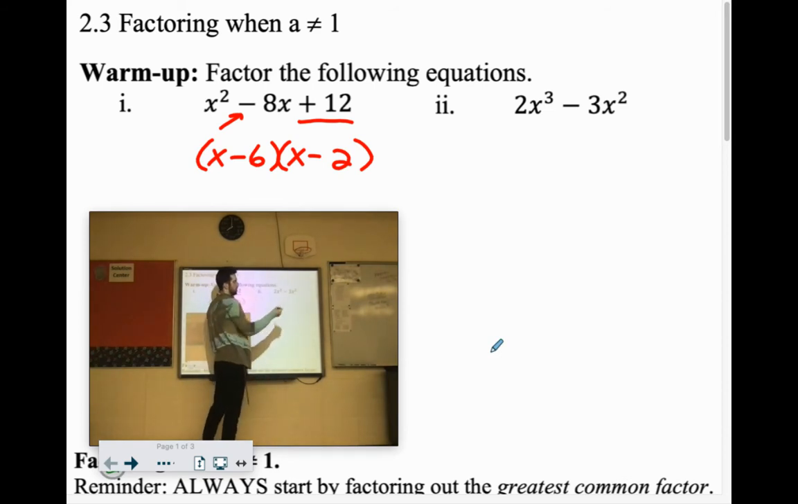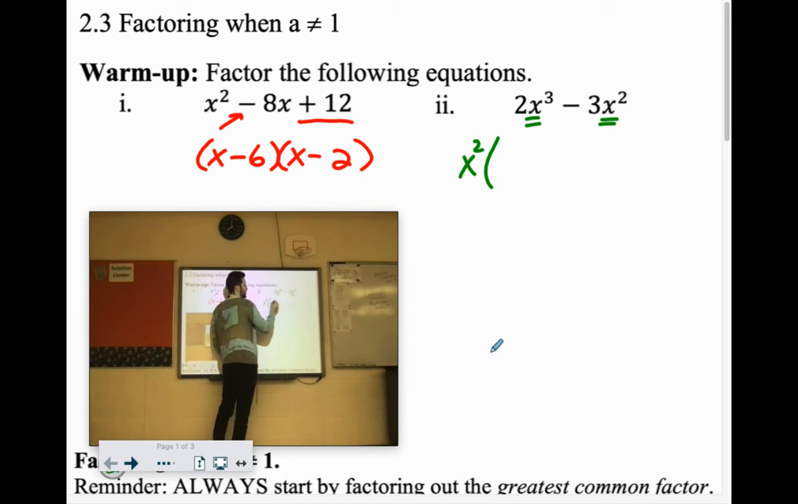Here, we only have two terms, and you should always look for a greatest common factor first. So 2 and 3, 1 goes into them. But we have x to the third and x to the second. So the greatest common factor would be x squared. And if we divide these both by x squared, or think x squared times what would be 2x to the third, that would be 2x to the first, minus x squared times 3 would give me that 3x squared.